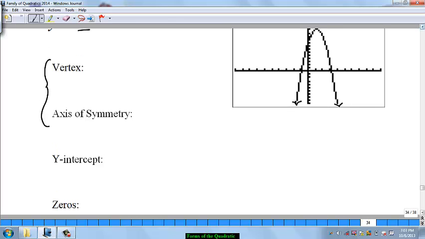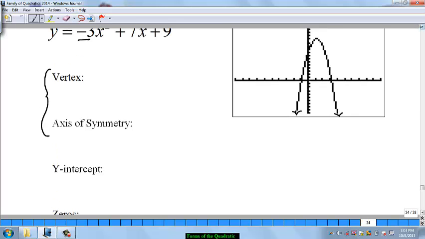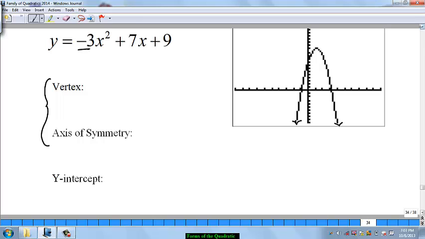Okay? The first one I want to do is the y-intercept. So let me see if I can get this to show while we do the y-intercept. The y-intercept is where it crosses the y-axis, and that is the point 0, a number. That's where it crosses the y. So if I put in the x spot as 0, here's my formula.